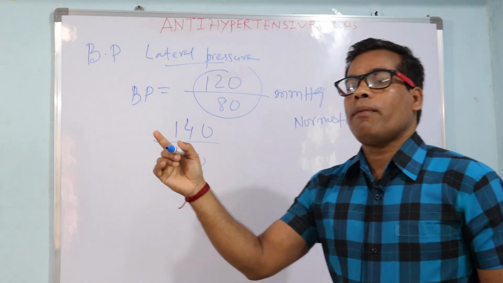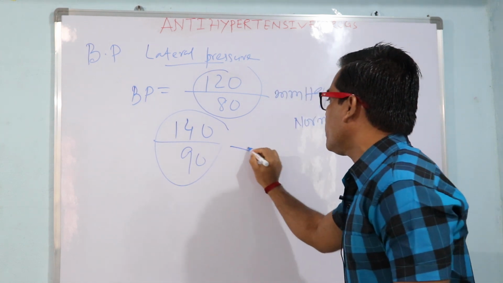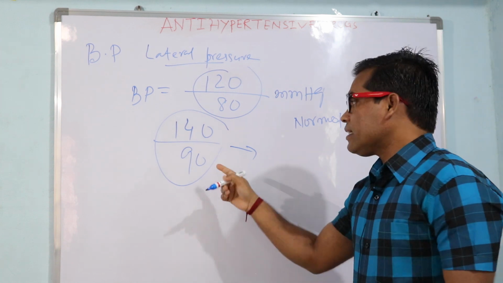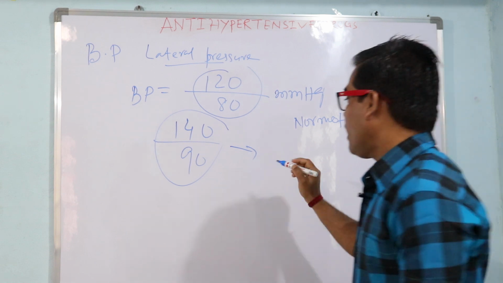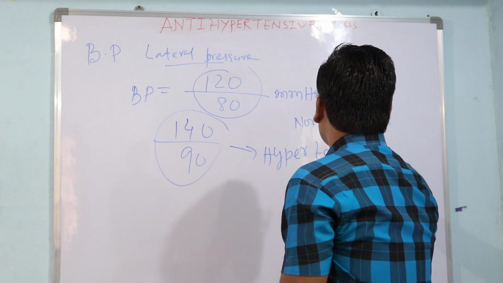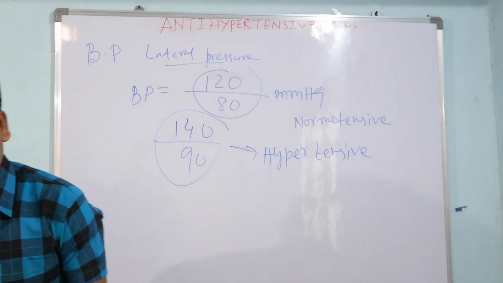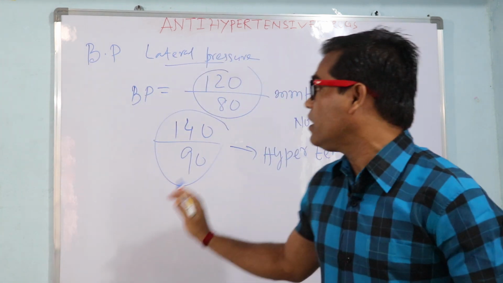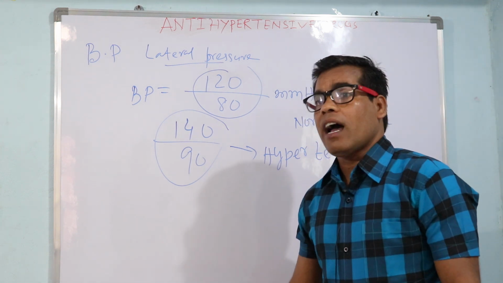If the blood pressure rises above the normal, suppose to 140 by 90, what is the condition of the individual? That is high blood pressure, so the patient is designated as hypertensive. If the patient is suffering from low blood pressure, that is known as hypotensive. So these are the three terminologies we are using here: normotensive, hypertensive, and hypotensive.